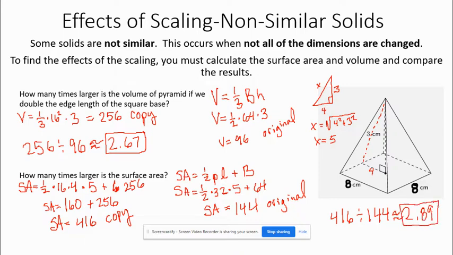I hope I didn't set up the form badly. If I did, let me know and we'll fix it. But this would be what you would say for how many times larger the surface area got.